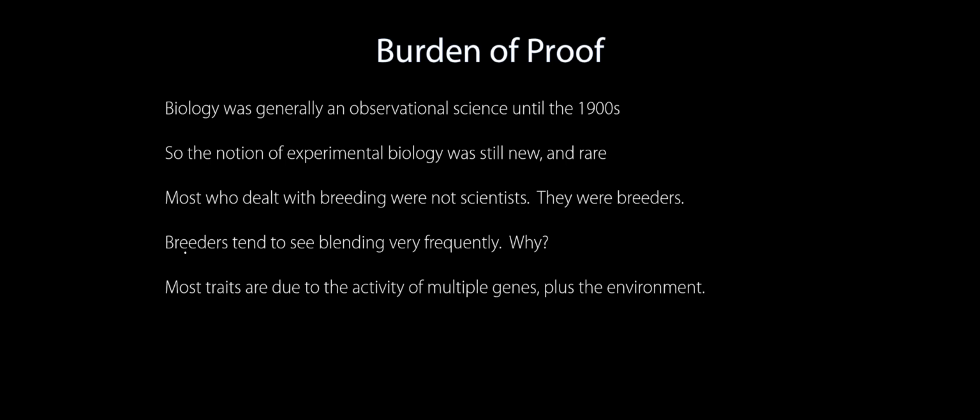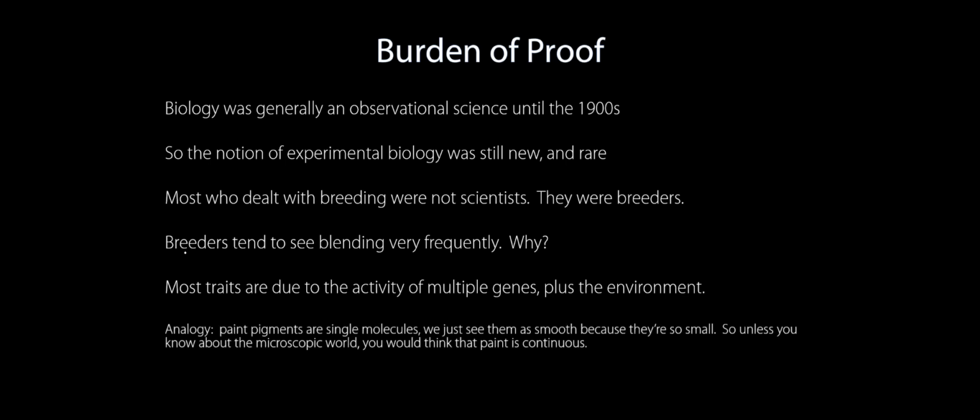Okay, so most traits are due to the activity of multiple genes and also environmental contributions. So it turns out that even though traits as we know today are controlled by genes, the outward appearance of a phenotype, or what we look like, tends to look kind of like a blend for many traits, not all traits though.